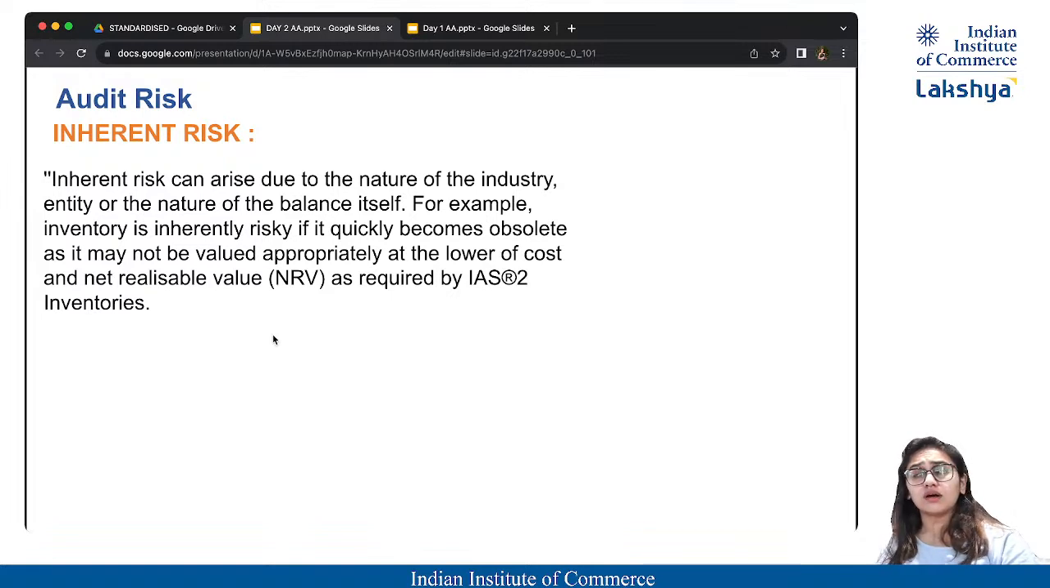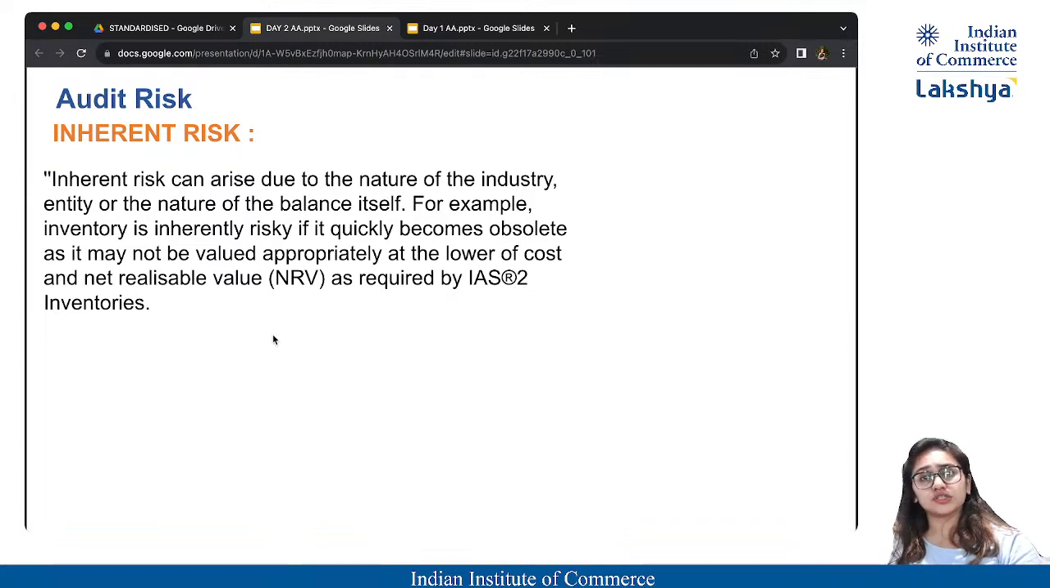Some people are, by nature, inherently diabetic or whatever, like I told you. Same way, for example, inventory is inherently risky if it quickly becomes obsolete. What is obsolete? Out of fashion, as it may not be valued appropriately at the lower of cost or NRV as required by IAS 2 Inventories. Now, inventory is regulated by the standard IAS 2, and according to that standard, inventory should be valued at the lower of cost or net realizable value.